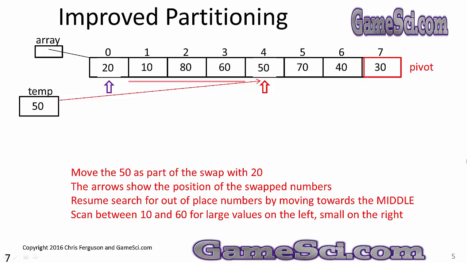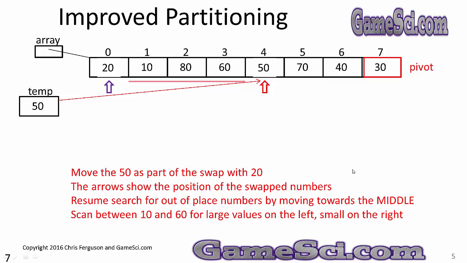We'll resume the search for out of place numbers by moving towards the middle. We need to scan between 10 and 60. That's why I left the arrows here. We don't have to look at those positions anymore. Our next pass through this algorithm is only going to search between 10 and 60. Resume search for out of place numbers by moving towards the middle.